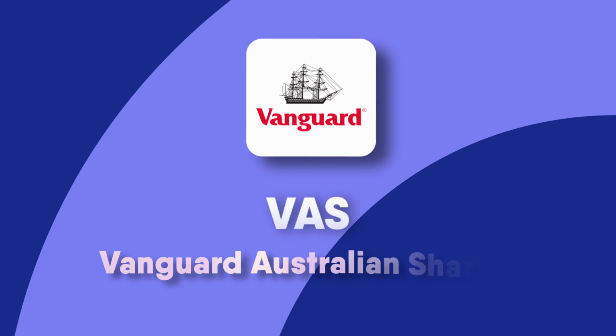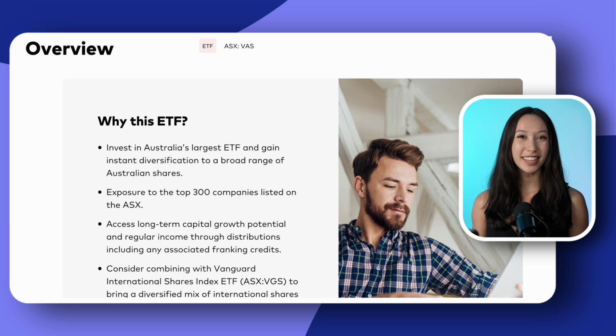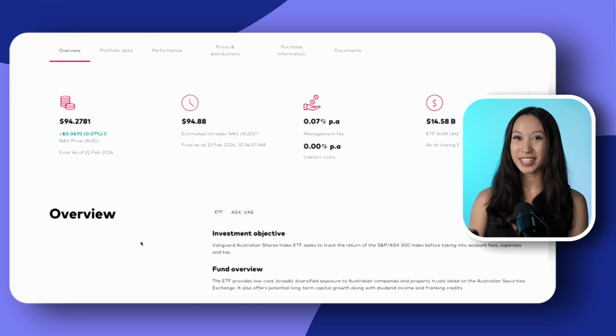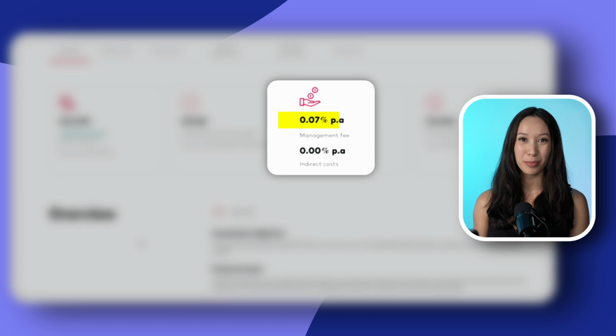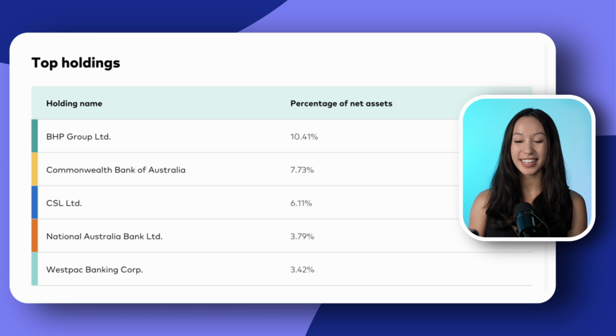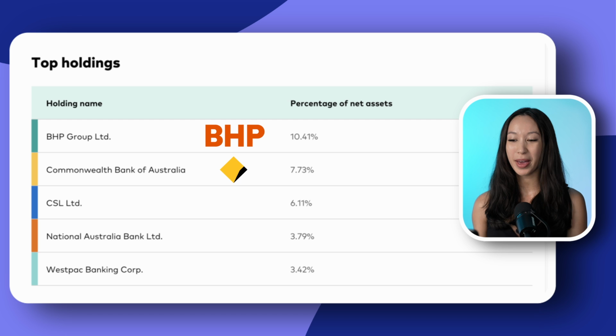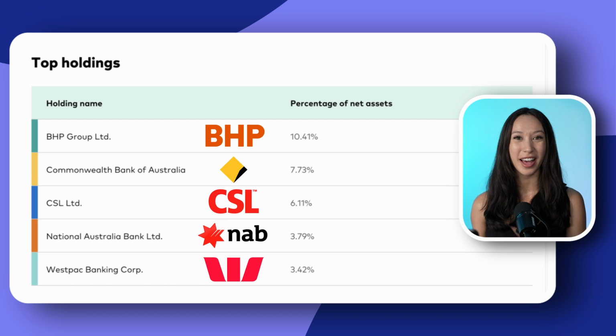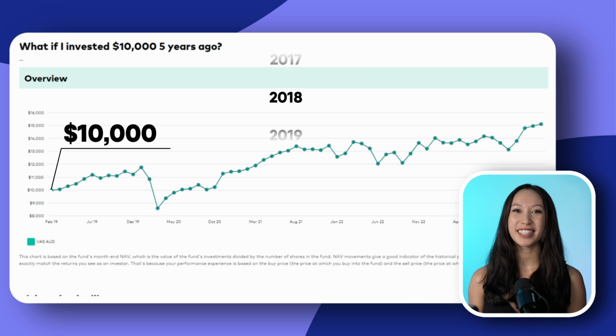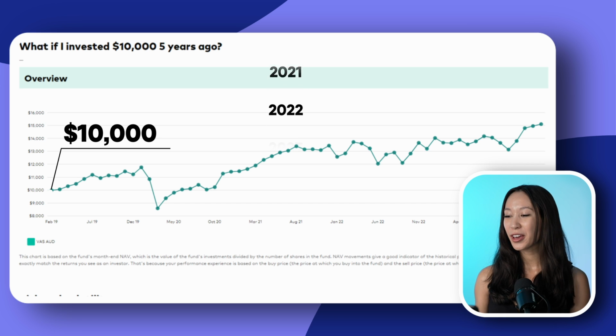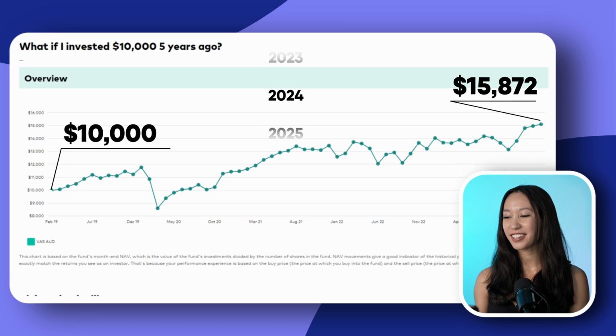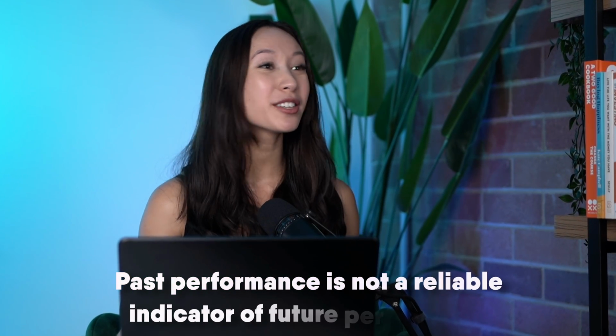VAS is the Vanguard Australian Shares ETF. This ETF tracks the performance of the top 300 companies on the Australian Stock Exchange. The management fees for this ETF are 0.07%. The top holdings of this ETF are BHP, Commonwealth Bank, CSL, NAB, and Westpac. If you invested $10,000 into this ETF 5 years ago, you would have $15,872 today. Keep in mind that past performance isn't a reliable indicator for future performance.